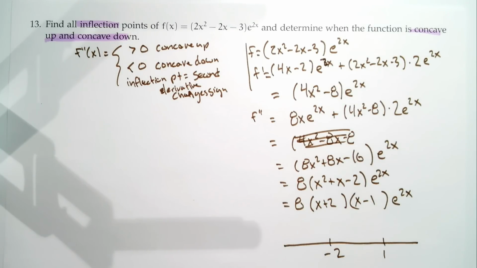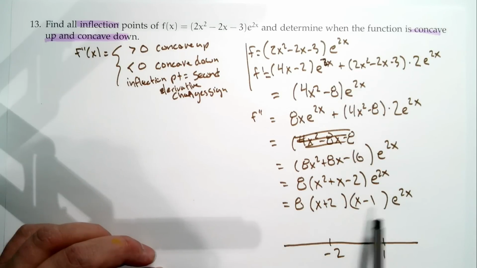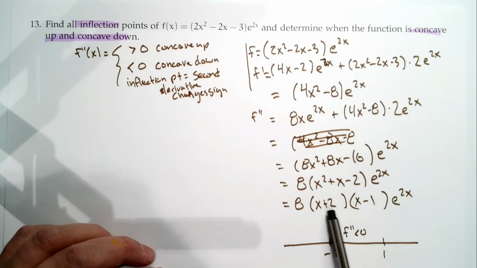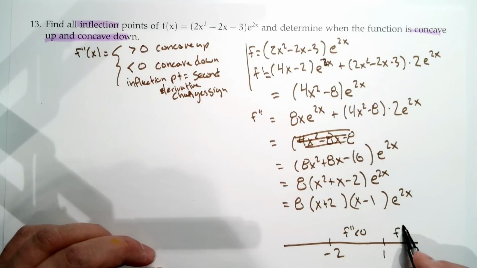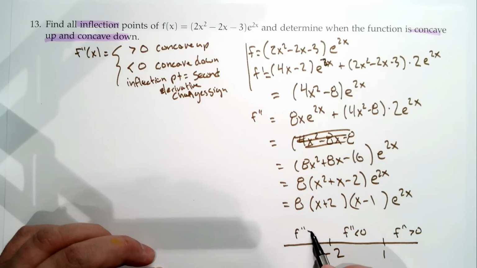And now you just want to test each piece. You say, okay, 0 is a good candidate. Plug in 0. The e to the 2x is always positive, and 8 is always 8. So you get 2 times -1, which says that your second derivative is negative. Now plug in some other numbers, say like 5. Again, it's the terms with the x that determine what goes on. You get 7 times 4, that's positive. So it's positive above 1. Plug in -5, you get -3, -6. But it's 2 negatives, and so you're back to positive again.